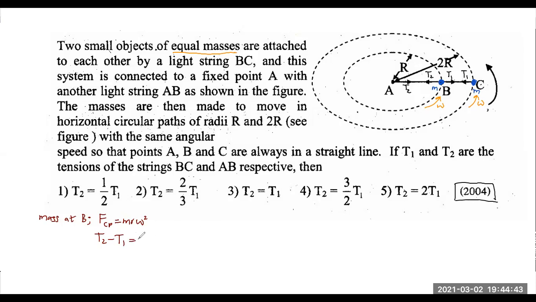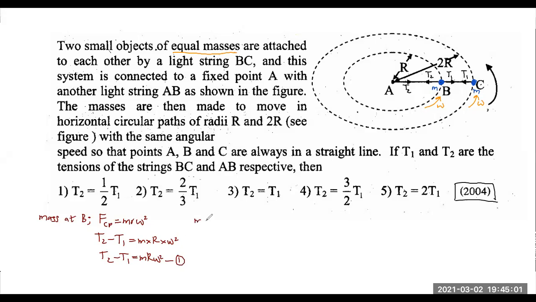That is equal to M multiplied by the radius of that mass at B, which is R, and omega as omega square. So the equation is T2 minus T1 equals mr omega square. Let's take it as equation 1.